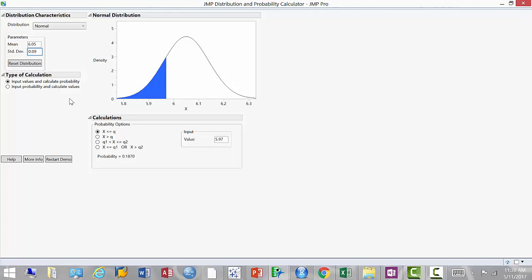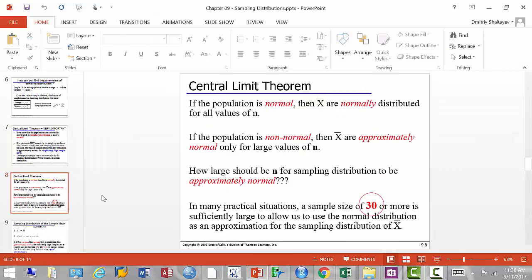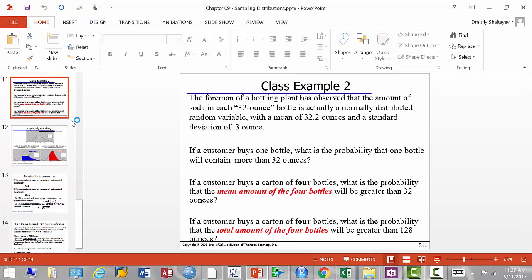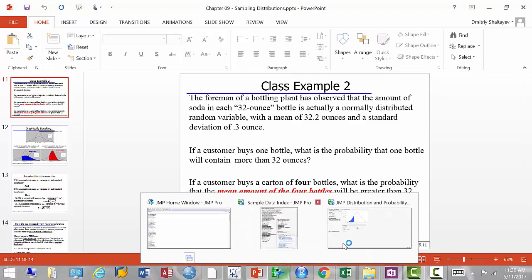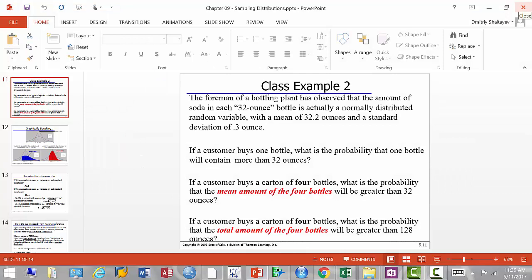Okay. All right. So actually, you know what? I believe I can even provide you with a pretty cool demonstration. After that, we're going to do this example. As it turns out, JMP has a pretty cool demonstration of sampling distribution. So let's spend 5 minutes just looking at it.